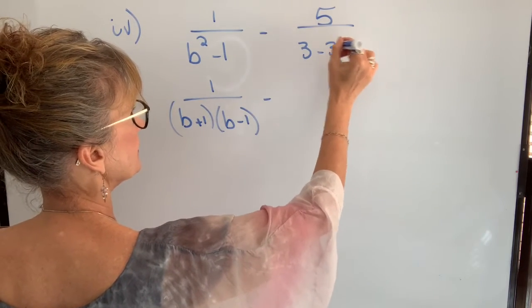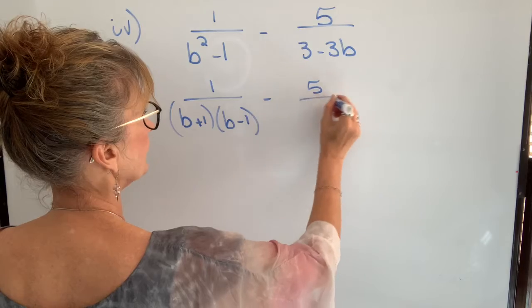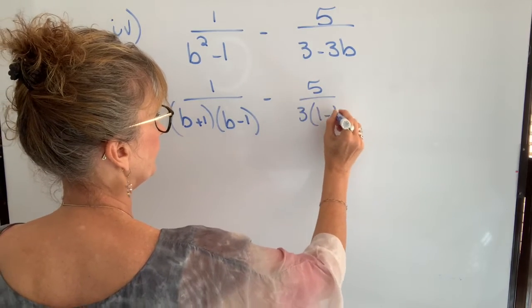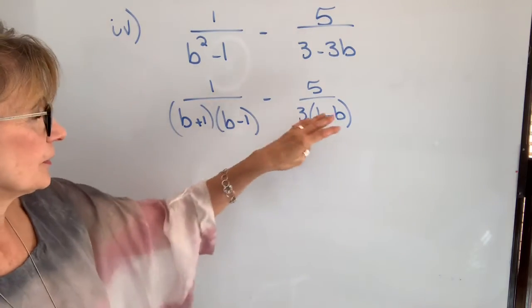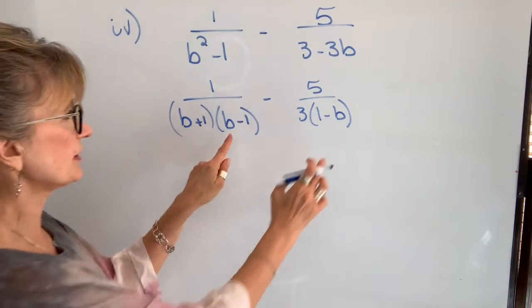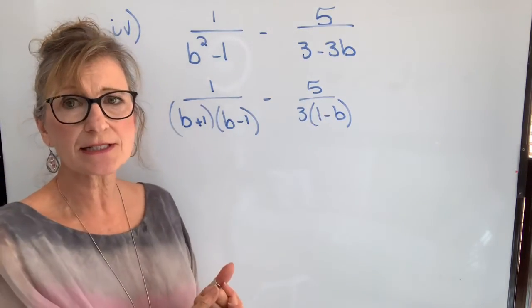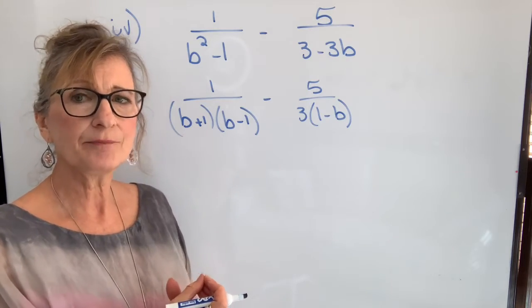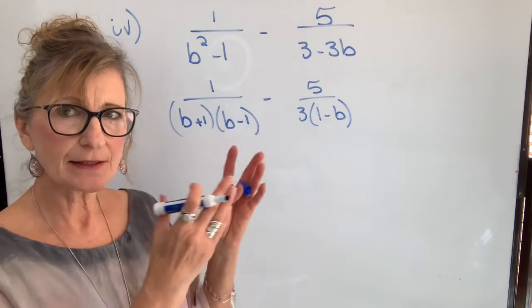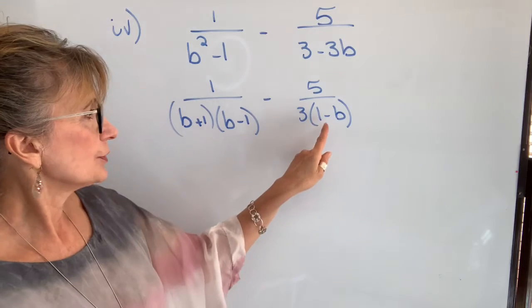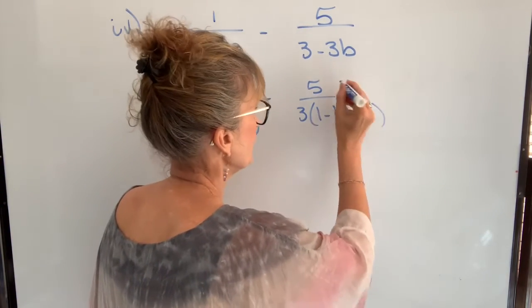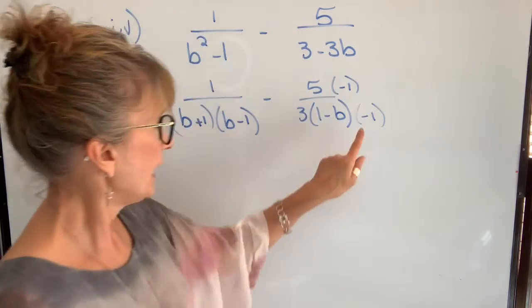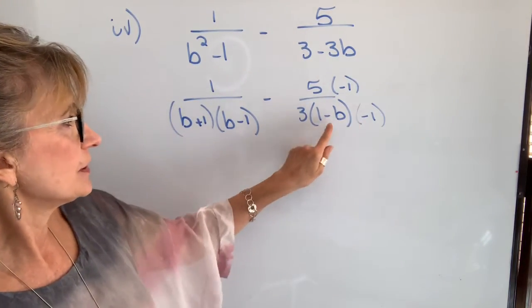And in this denominator, we can factor out a 3. Now, when we take a look at our factors in our denominators, we notice that these are almost the same, they're just different in sign. I want to make them the same. So I'm going to take that second fraction and multiply the denominator by -1, which means I do the same thing to the numerator. And when I do that, that changes it to b minus 1.